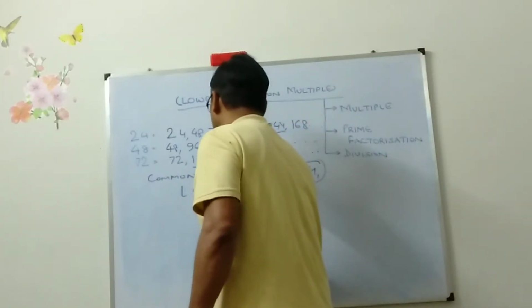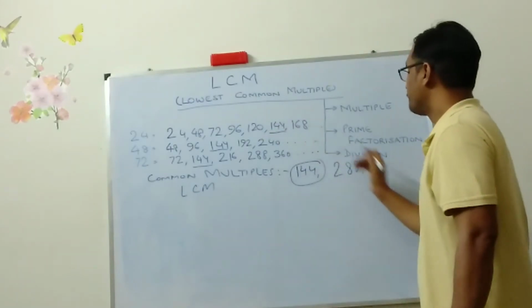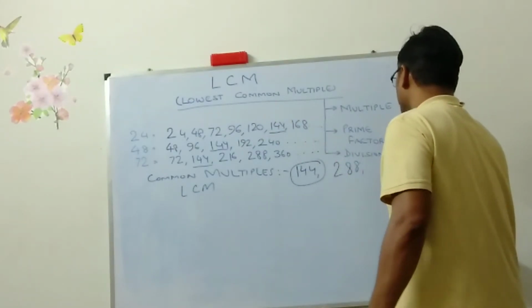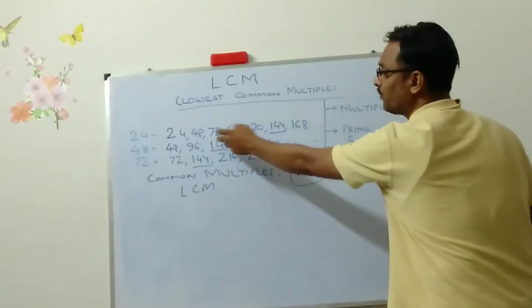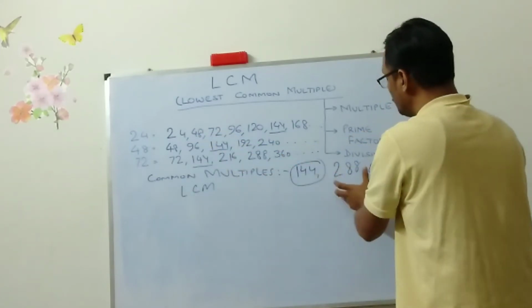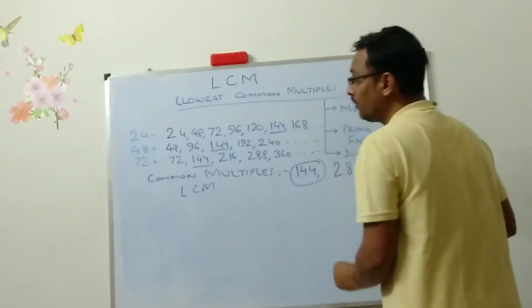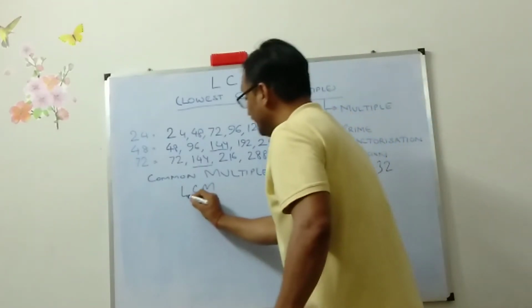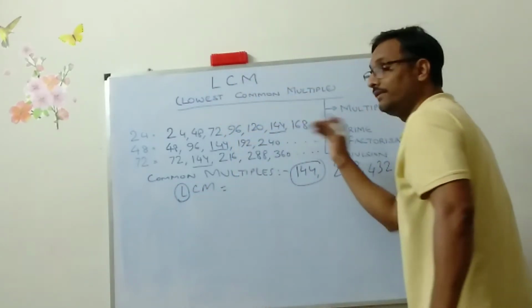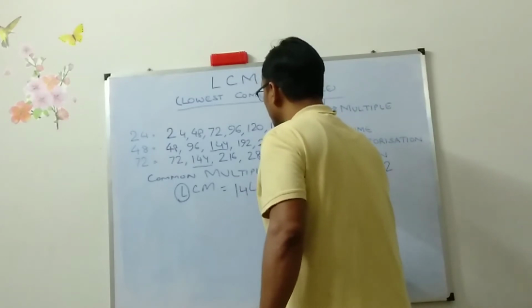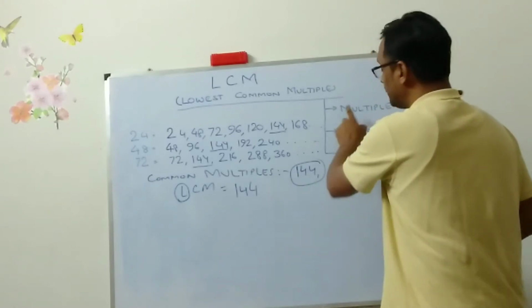will be LCM. Suppose in this 288 is there. After that 432 is there. These are the common multiples. If you keep on multiplying 24, 48, 72, you will keep on getting these type of numbers. So among them 144 is the lowest one. So LCM is what? LCM is lowest common multiple. Among these three, which one is the lowest one? The 144 is the lowest one. So this is the LCM. And I have got this LCM through multiple method.